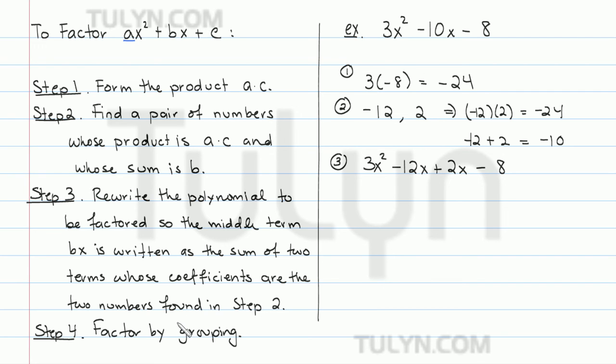And then step 4 would be to factor by grouping. So you want to group the first two terms together, and you want to group the last two terms together, and you want to factor by grouping. So you want to factor out the greatest common factor from each of the groups.